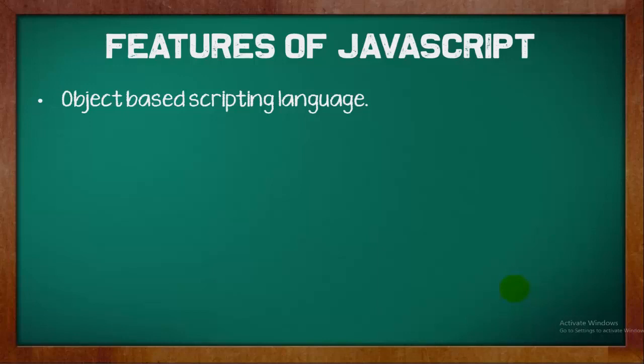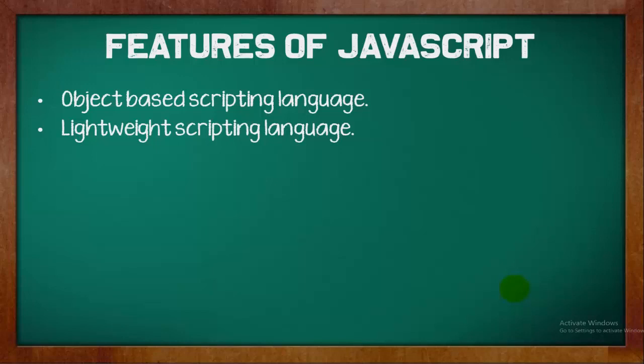So this was one of the main features of JavaScript. And the second main feature is that it is a lightweight scripting language. So what does lightweight scripting language mean? Normally in languages like C and C++ or any other language, we have data types. We have some memory locations. So if I assign a value to a variable, that variable will be stored in a particular memory declared with the data type.